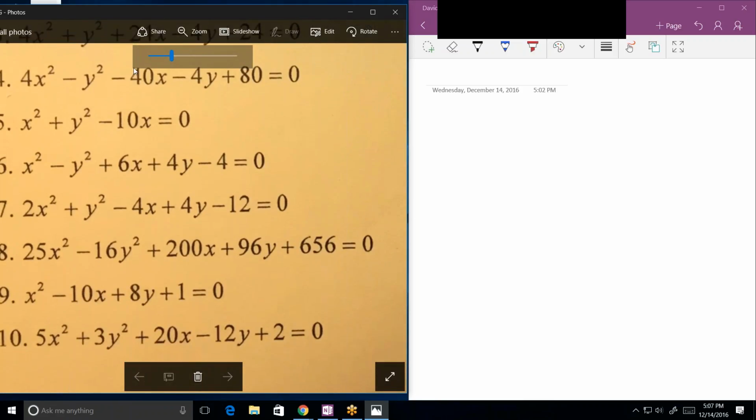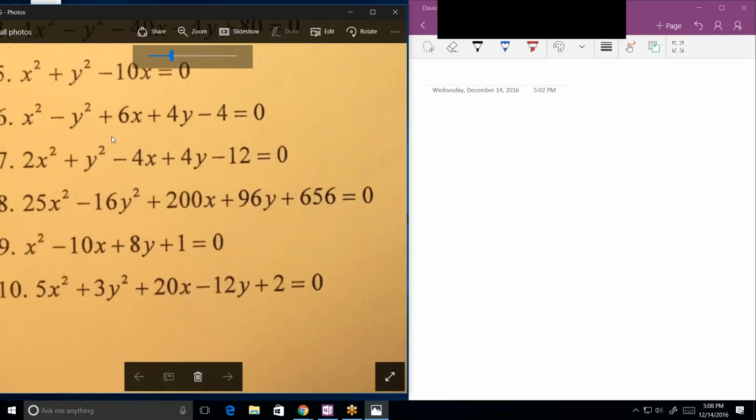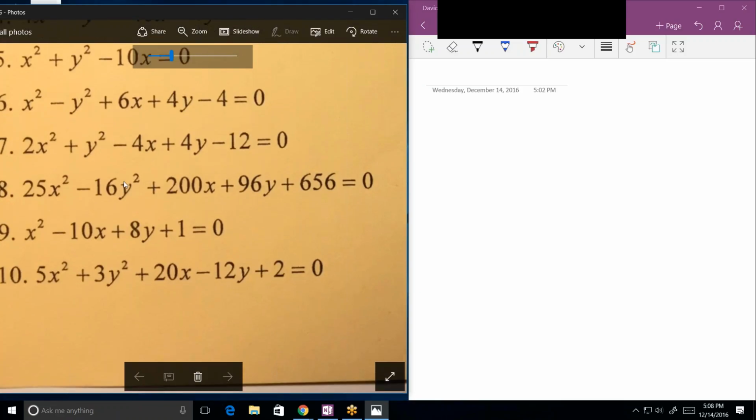Is it like a circle? Yep, it's got the plus sign between the x squared and the y squared. That makes it either a circle or an ellipse automatically. And the coefficients are the same. They're both 1. That makes it a circle. Number 6. Hyperbola.